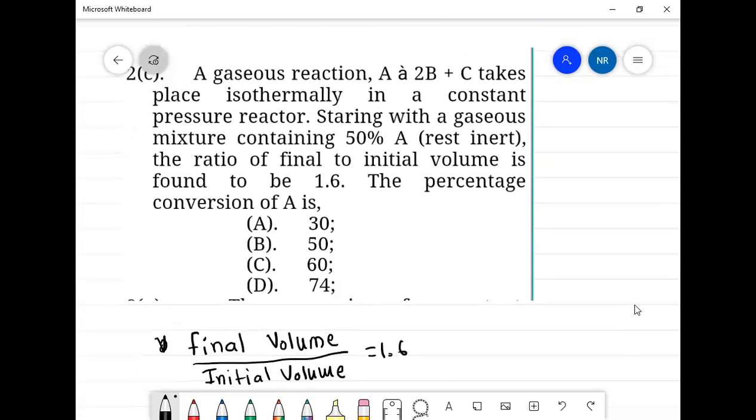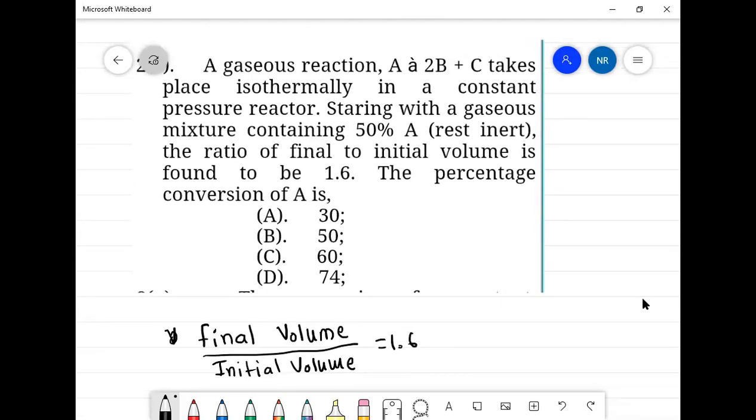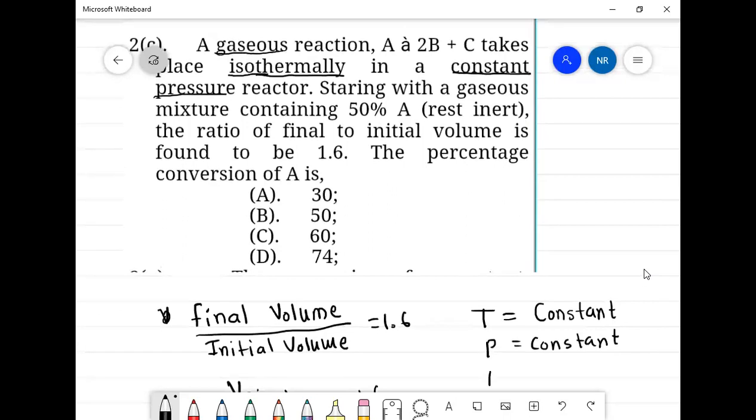Is anything else written? Here one word will be very important: isothermally. What is the meaning of isothermal? T is equal to constant. Constant pressure also is written, it means P is constant. What is the reaction, which phase? Gas phase. So whenever it is gas phase, at that time the gas constant R is constant.